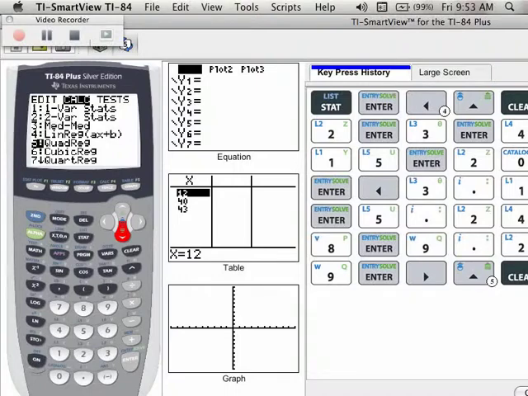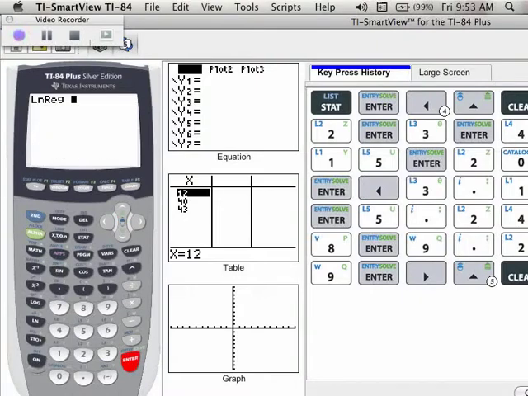And what kind of model do we want? Logarithmic. There's LN, which stands for logarithmic. Yep. I know it's really confusing, so you can just look. And then you can hit enter. And then hit it again.